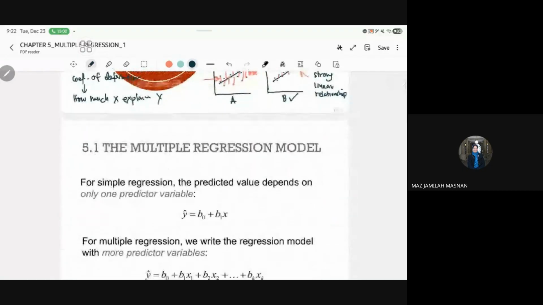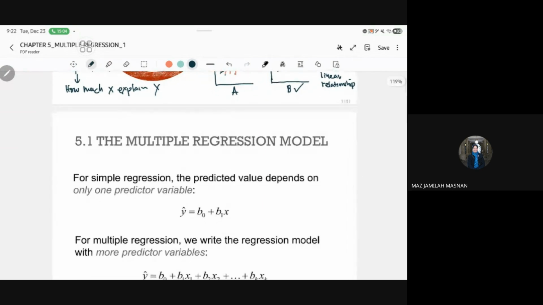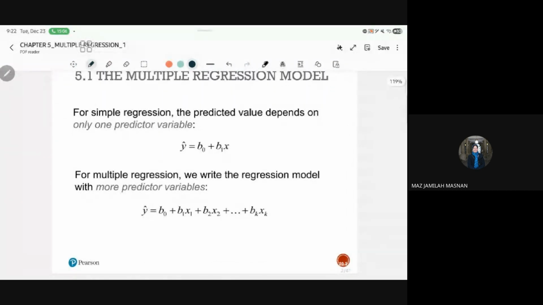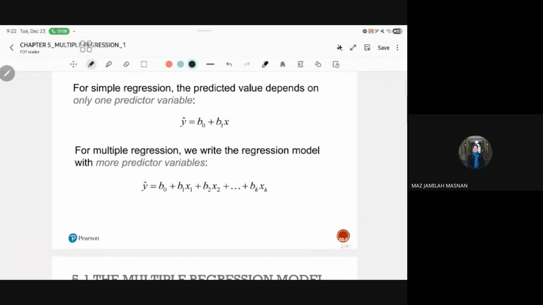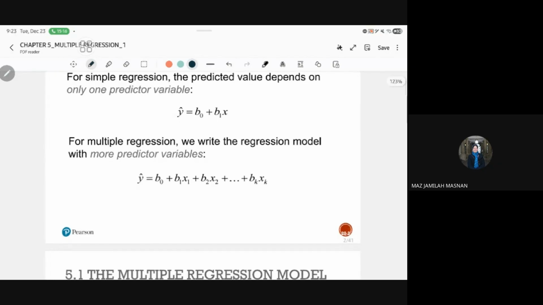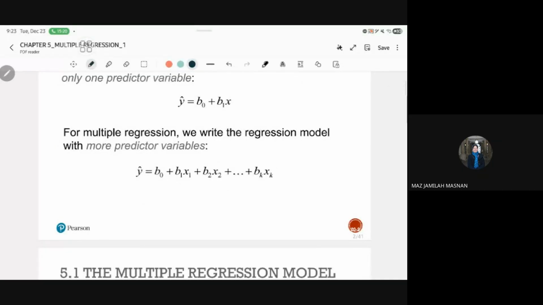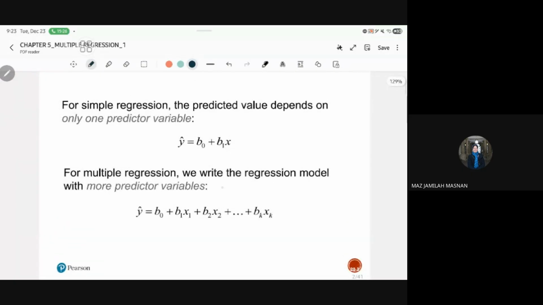Now, what happens if you have more than one IV? It means that right now you have more than one IV, whereby you may have two, three, four, depending on the needs of your modeling. So this is what happens for multiple linear regression, on how we can write down the estimated model. So this is what we call the estimated model.